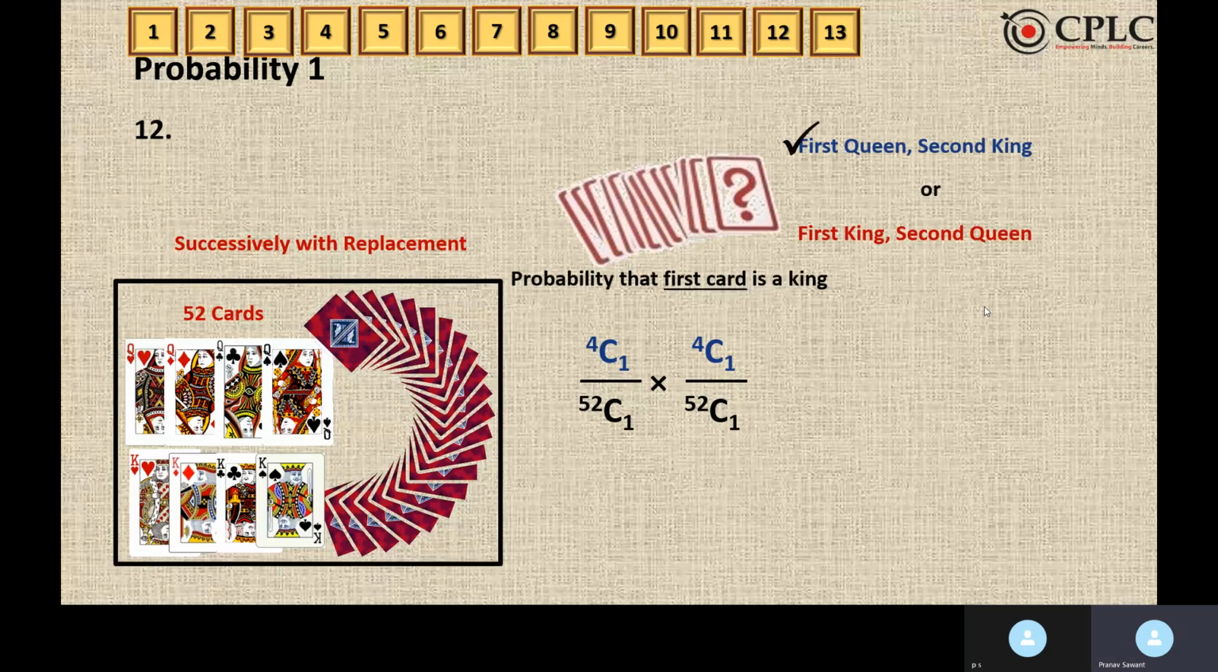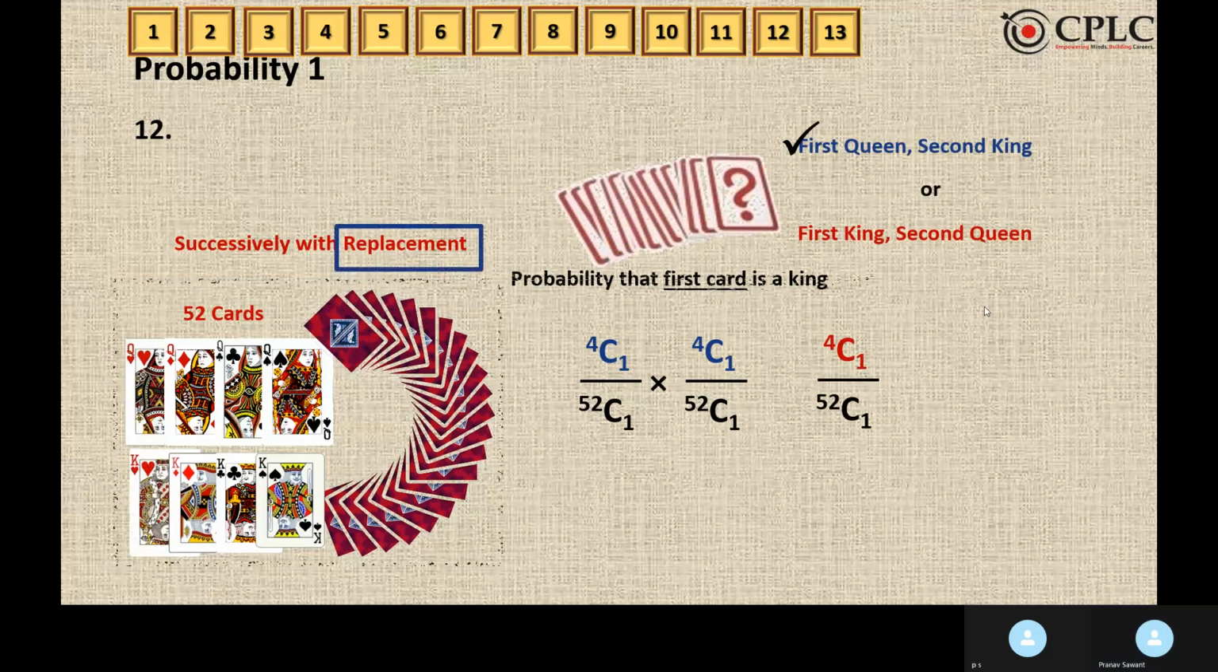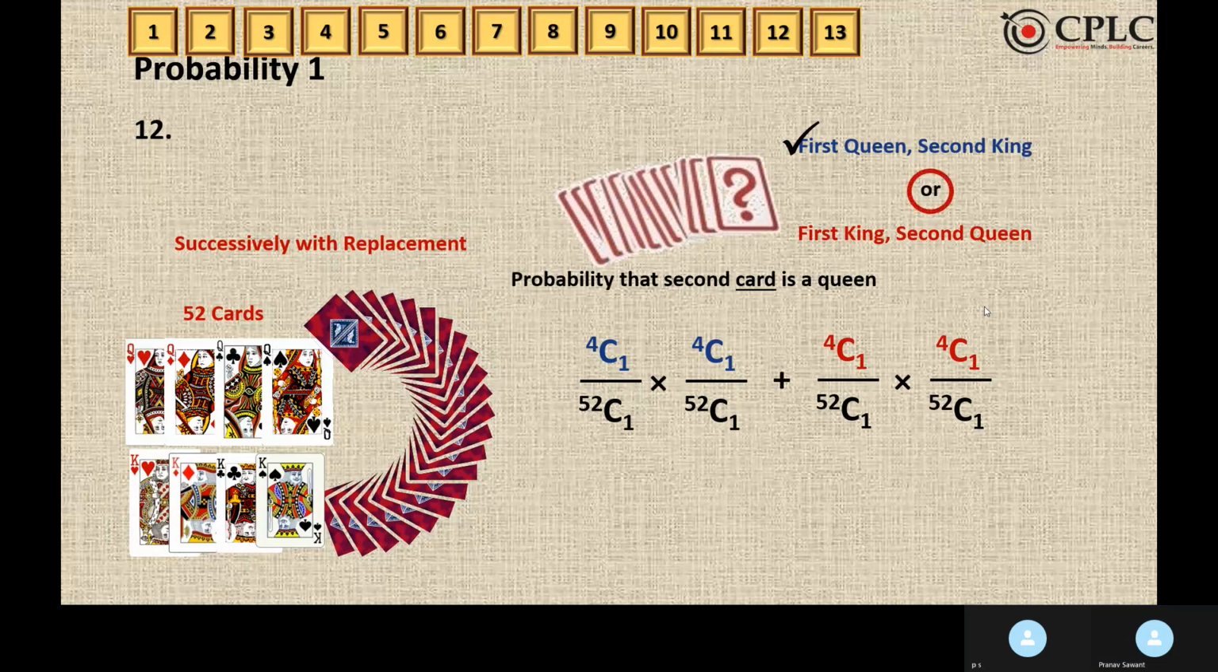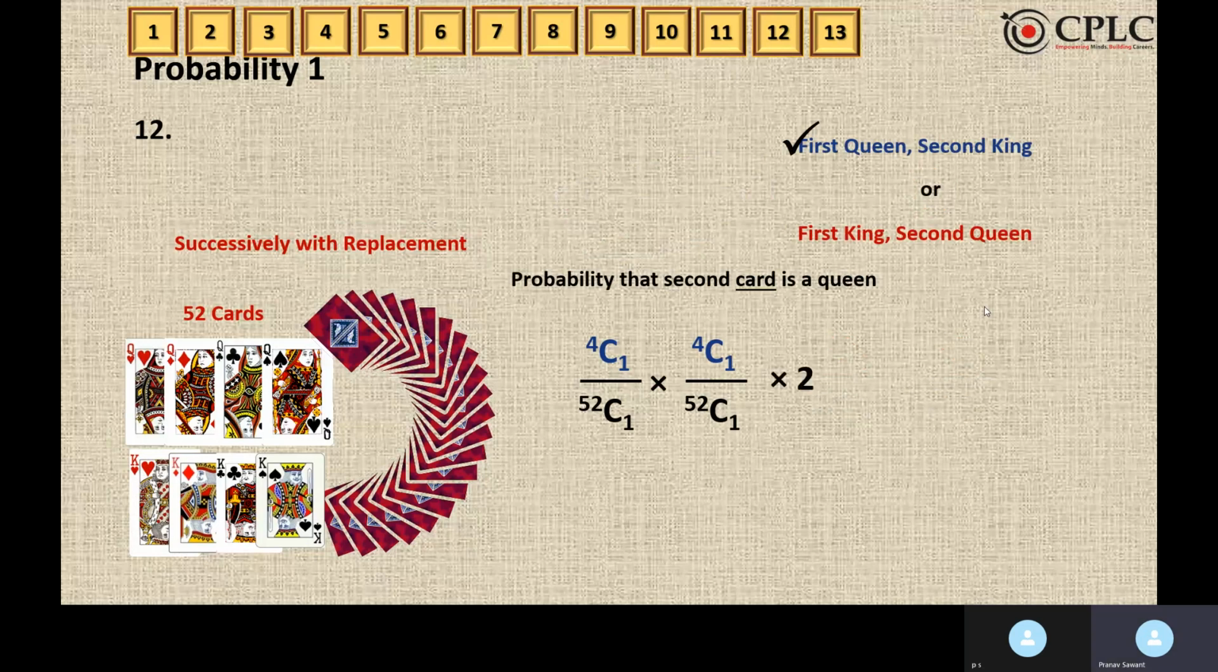To consider the next possibility, let us find probability that first card is a king. It will not change, it will remain 4c1 upon 52c1 into 4c1 upon 52c1. And it's or in between, hence plus will come. So it's basically 4c1 upon 52c1 into 4c1 upon 52c1 into 2, which is option 5.